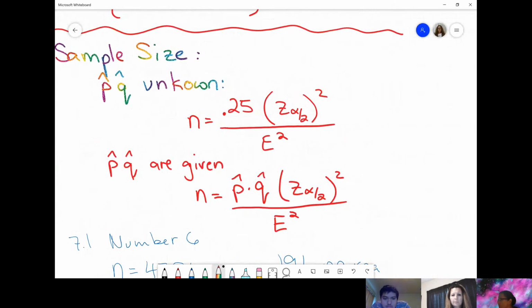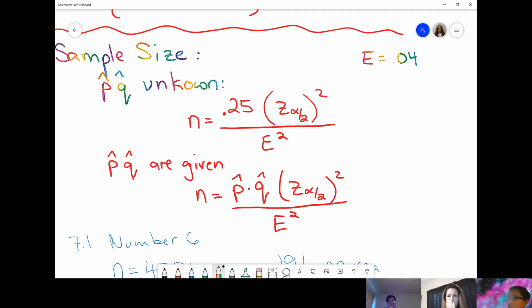Now let me read this problem to you real quick. In the study of government financial aid for college students, it becomes necessary to estimate the percentage of full-time college students who earn a bachelor's degree in 4 years. Find the sample size. It tells you exactly. Use a 0.04 margin of error. So E, the margin of error, is 0.04. That's given. That's always given.